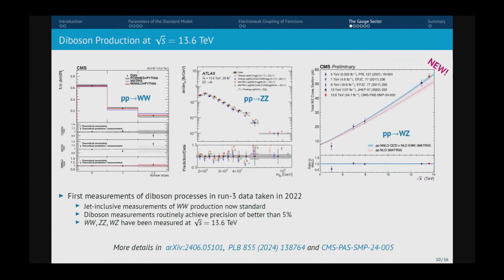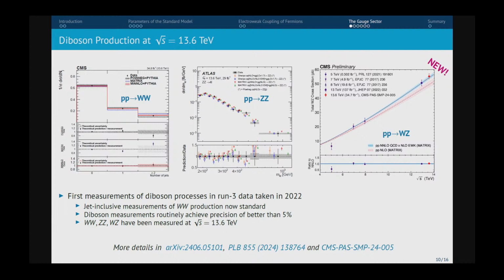So then I come to high energy tests, and I'll start with new measurements of diboson production in the first year of Run 3 data. And I particularly want to highlight the measurement of WW production, because this measurement is done jet inclusive, and if you know a bit the history of WW production measurements, you will understand that this is an achievement.